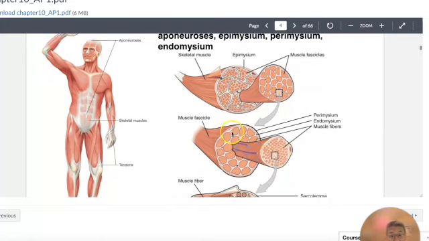Now inside the fascicle, it is surrounded also by a sheet of connective tissue called the perimysium. Don't confuse it with epimysium. Perimysium. And the endomysium is the inside in the fascicle. And inside of them, we've got a little thing like these. These are called a muscle fiber.